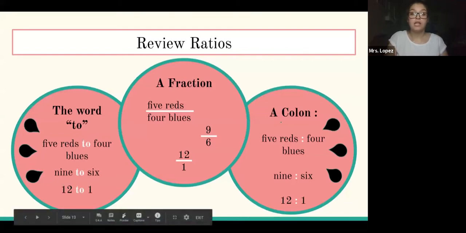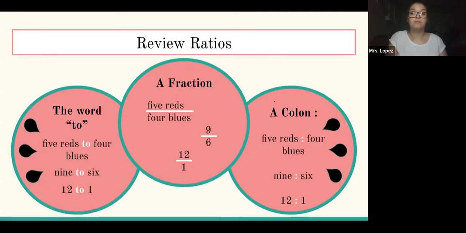So now we know the word "to." We know a fraction form, and now we're going to go over a colon form. So a colon is these two dots right here. If you're looking at the presentation, the name for these two dots is called a colon.